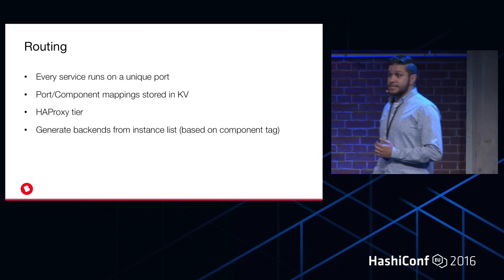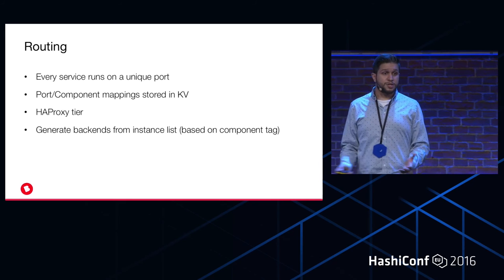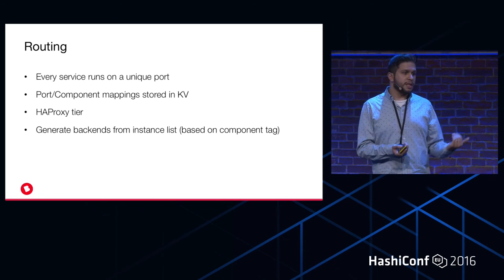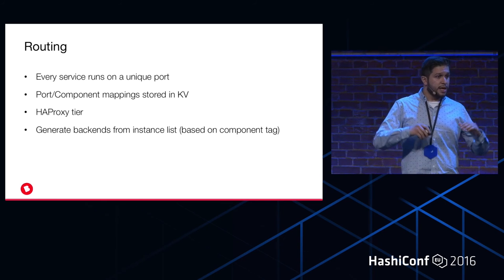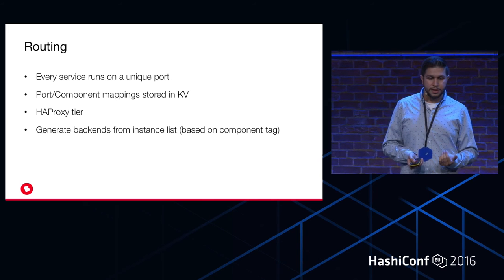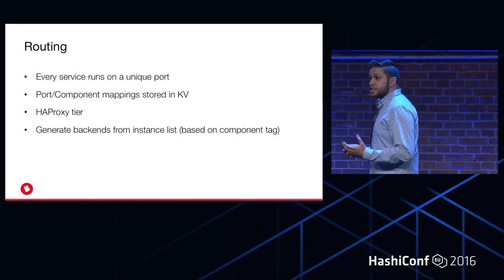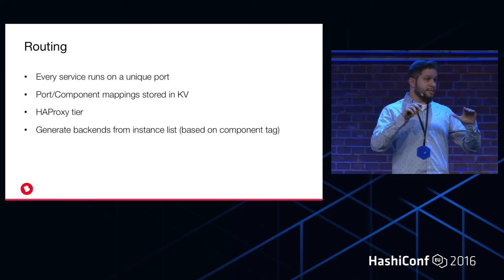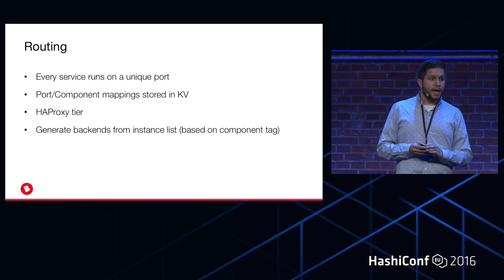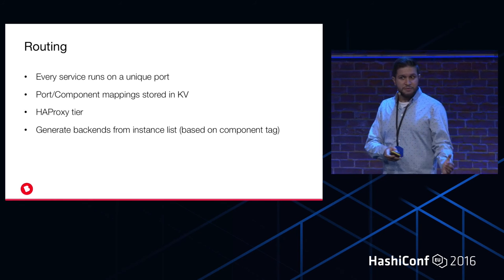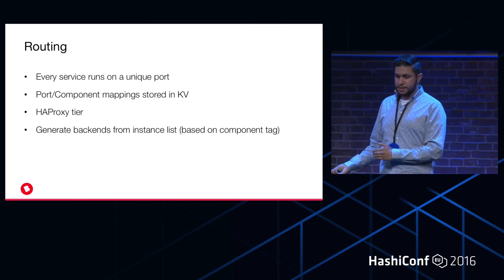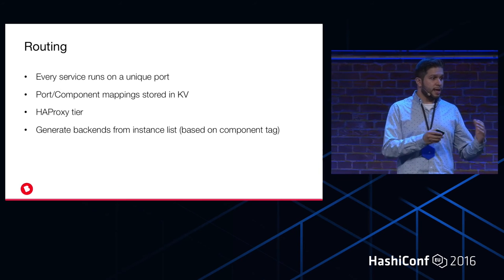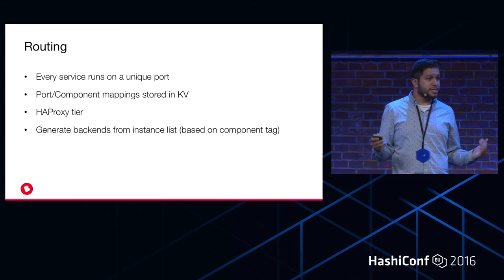So when we revisited our routing architecture, because our infrastructure would be replacing instances all the time, we didn't want to update localized state files. We wanted things to be automatic and hosts to be automatically discovered. And because we made the decision that every single component runs on a globally unique port, we could store that as a lookup table in a KV store. And we quickly moved away from our cheap and cheerful load balancing solution to HAProxy. So then we can use that lookup KV store to generate a new set of backends for HAProxy whenever new instances are discovered.